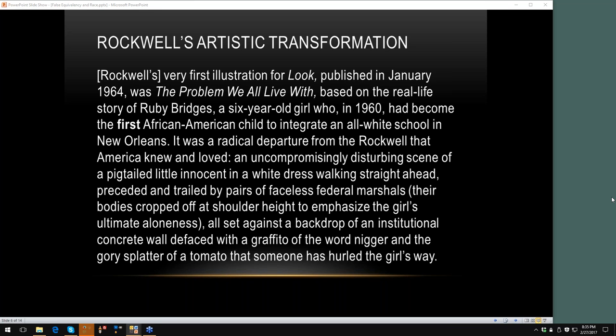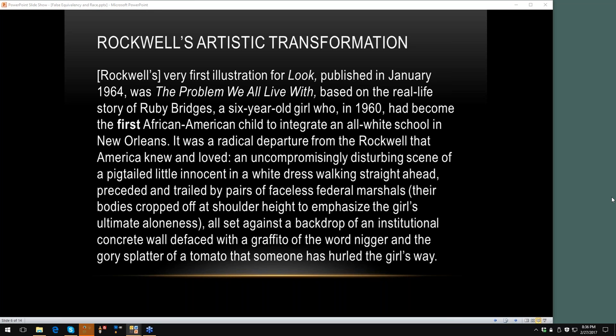So this was a precedent-setting moment in the civil rights movement, in the school integration. You know, this is before the Little Rock Nine, and it's a six-year-old, and she's going to kindergarten, or maybe it was first grade. I think it was kindergarten.